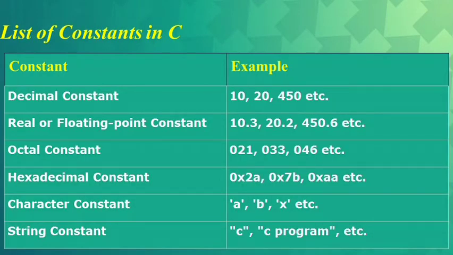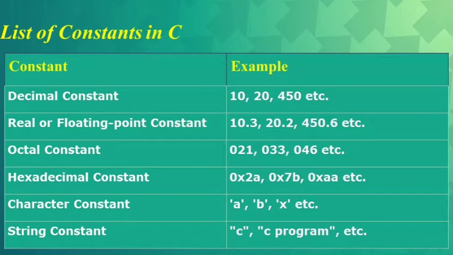C language has some constant values. First one is the integer constant. An integer constant is formed with a sequence of digits. There are three types of integer constants. One is the decimal constant, next the octal constant, and the third one is the hexadecimal constant.